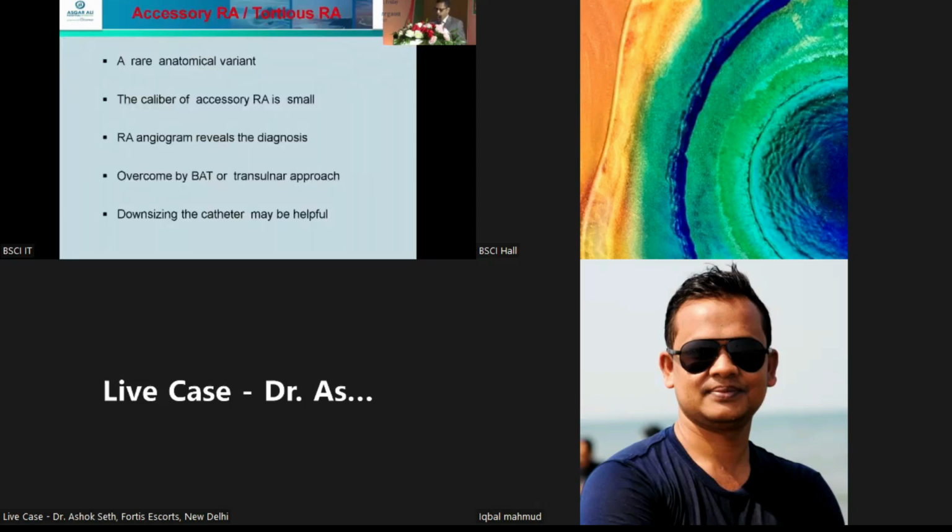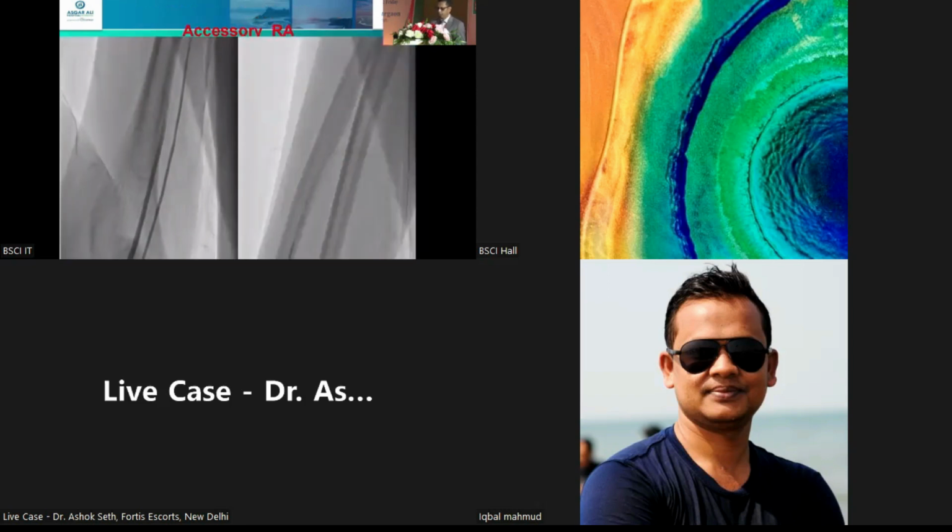And now the accessory radial artery, a rare anatomical variant. The caliber of the accessory radial artery is small. Radial angiogram reveals the diagnosis and it is overcome by BET or transulnar approach, that is route switching, or sometimes may need the help of downsizing the catheter, that is a 5 Fr size catheter, which is not available in our country. You can see here the accessory radial artery.